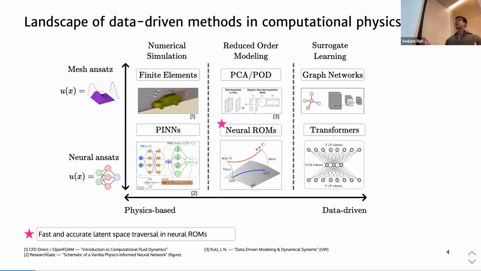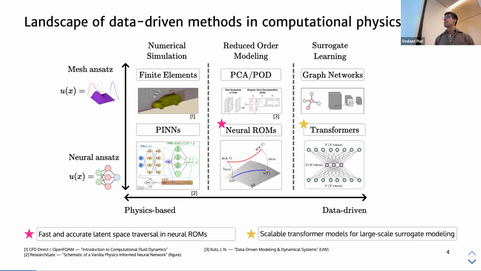So in this landscape, our contributions are twofold. First, we work in the domain of neural reduced order models, where we propose a fast and accurate method for latent space traversal. And secondly, we work in the domain of transformer surrogate models, where we propose a scalable transformer architecture for large-scale PDE problems.